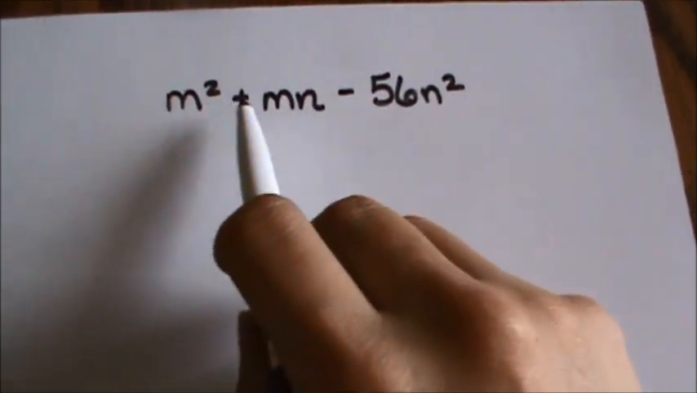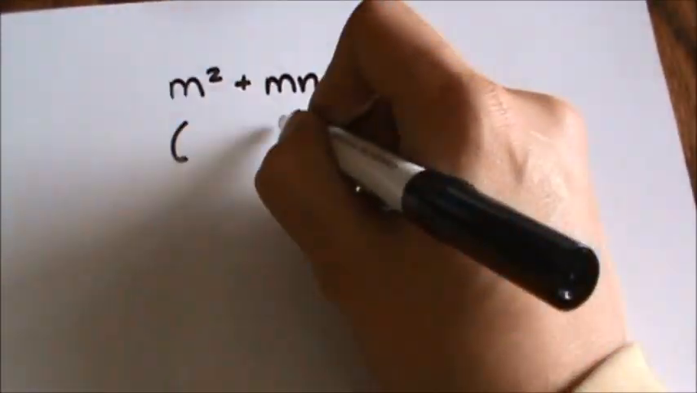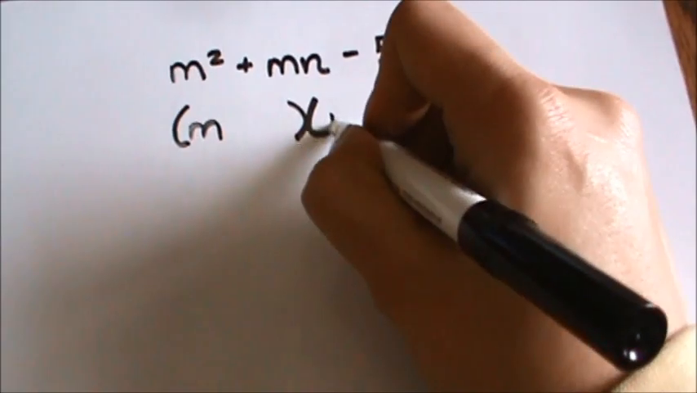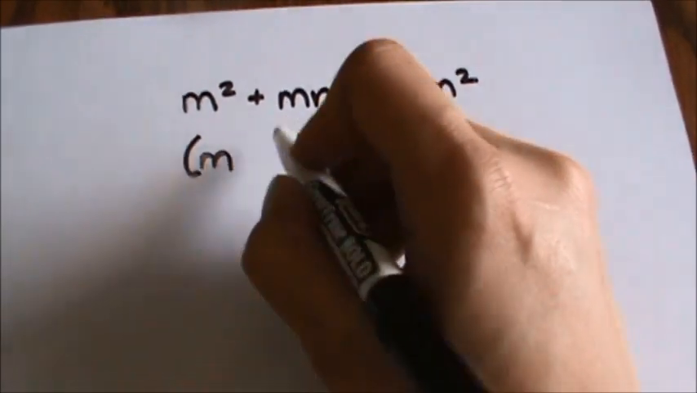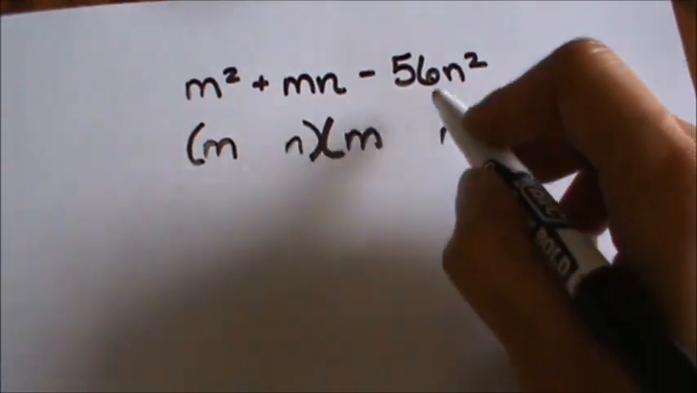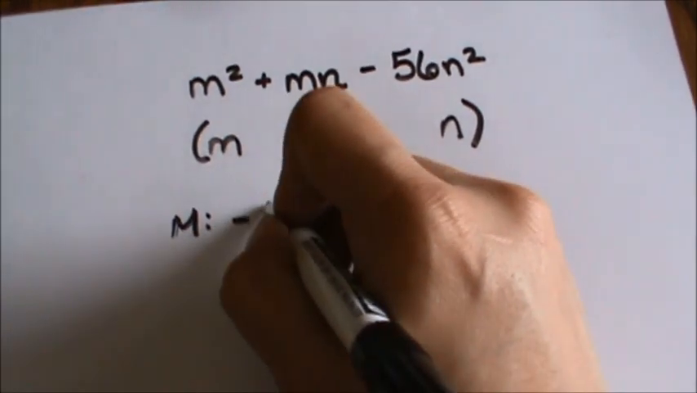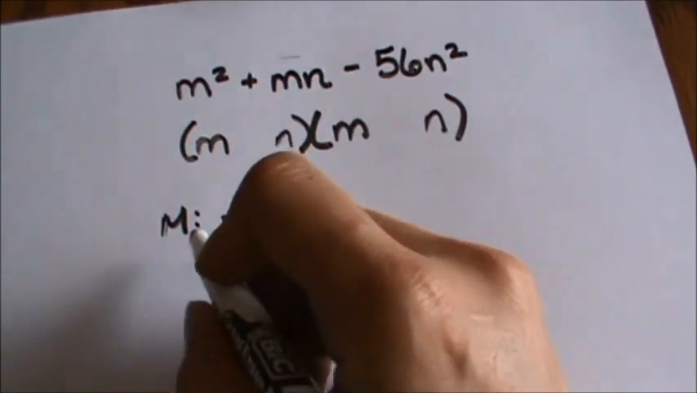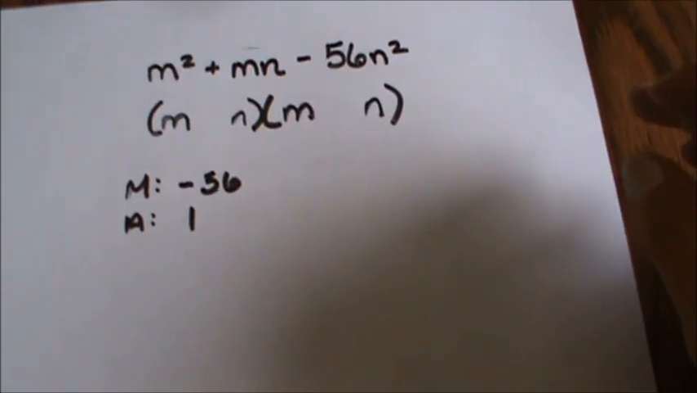To factor when there are multiple variables involved, we're using the same steps. If we think about what our answer is going to look like, I know that the first terms are going to be m's. Now this last term must have an n in it. But there also have to be numbers in front, because this times this needs to be negative 56n squared. I'm still looking for something that multiplies to be negative 56, but they need to add up to be positive 1.